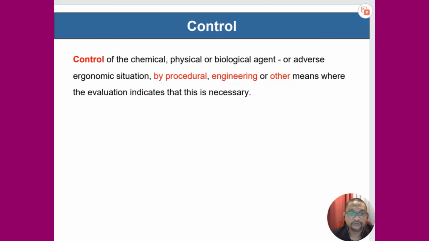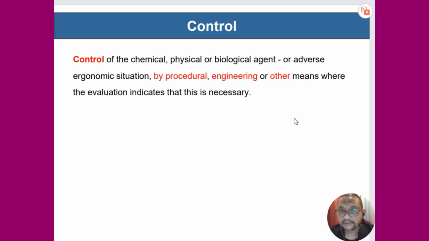Okay, how to control the hazards. Once a hazard has been identified and evaluated, the next step is implementing control measures to reduce workers' exposure. Okay, this is typically done through a hierarchy of controls, which is elimination, substitution, and then engineering controls, administrative controls, and also personal protective equipment, PPE. Okay, that's what we will look at afterward.